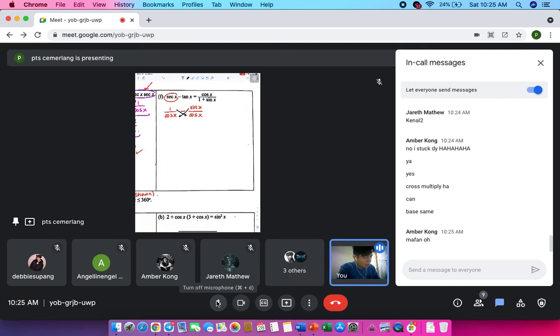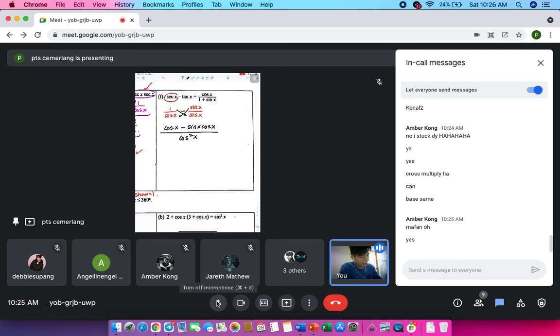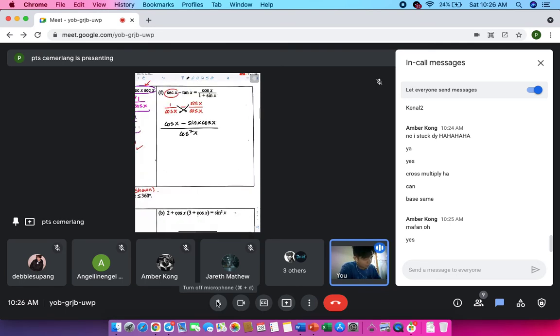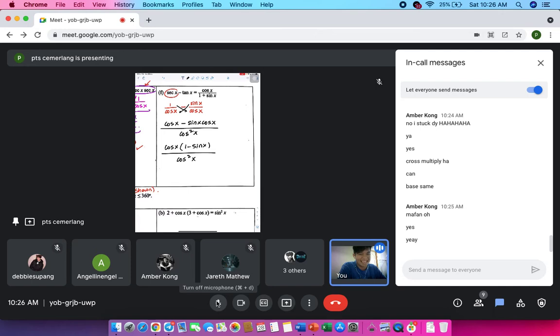Okay, so over here, 1 times cos is cos x minus sin x cos x, and then over cos square x. This is what you get lah. Amber, can? And then later on, you might see things like this. Cos x keluarkan lah. Lepas tu, atas tu tinggal 1 minus sin x lah, over cos square x. Correct, Amber? Actually, I can get the same answer by using your method. Your method also can get the same answer. Okay? Alright, next.